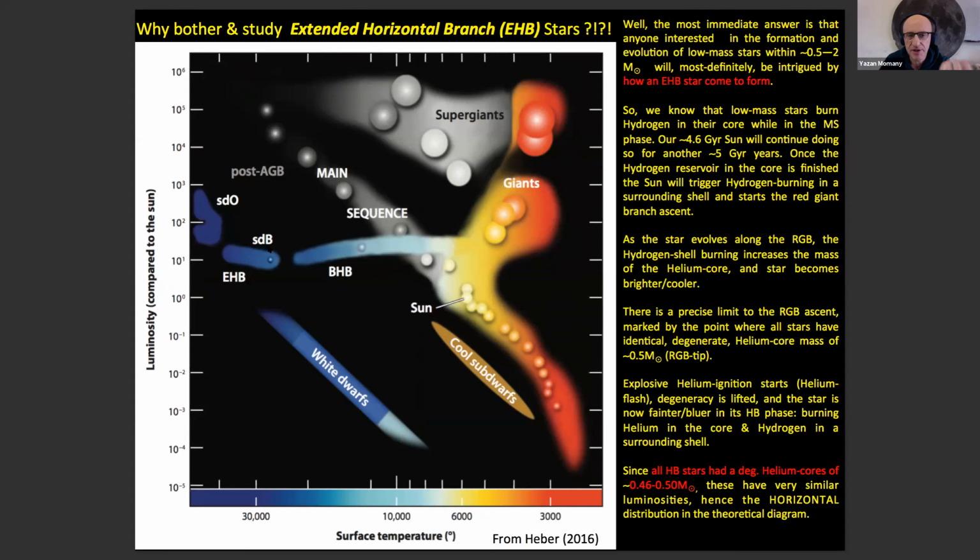So these stars are basically doomed to, let's say, skip the programmed evolution that they should have. They should have gone through the asymptotic giant branch and then the planetary nebula and so on. These stars will go directly to the white dwarf evolution. So how do you lose so much mass on the red giant branch and end up somewhere here?